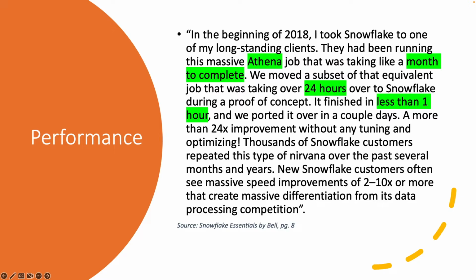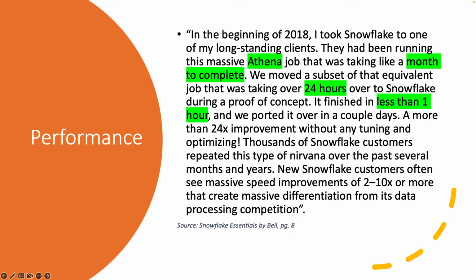So it says, in the beginning of 2018, I took Snowflake to one of my long-standing clients. They had been running a massive Athena job. Athena, by the way, is just a database solution from Amazon. So they were running a massive Athena job that was taking a month to complete, which is a very long time. We moved a subset of that equivalent job, which was taking over 24 hours, over to Snowflake during a proof of concept. It finished in less than 1 hour, and we ported it over in a couple days.